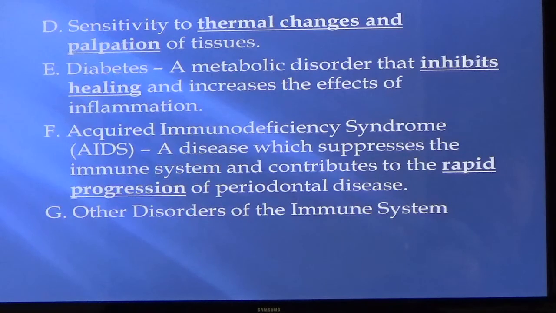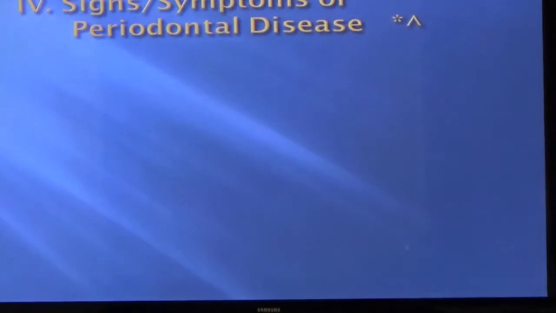And then other disorders of the immune system. Again, anything that deals with the immunity of your system is going to contribute to the possibility of gum disease. Why? Because gum disease is kind of a chronic infection. And if your body can't deal with it, it just gets worse and worse. So what are some of the signs and symptoms?